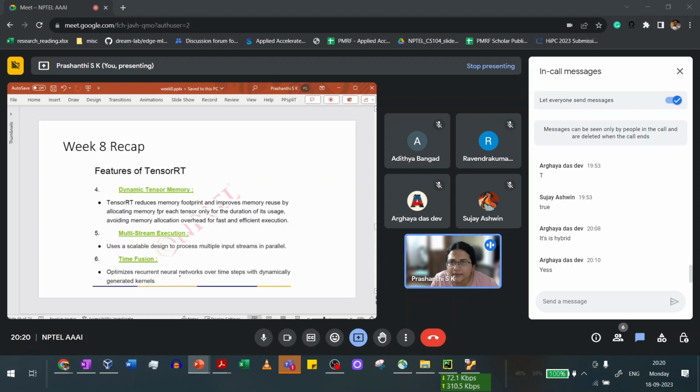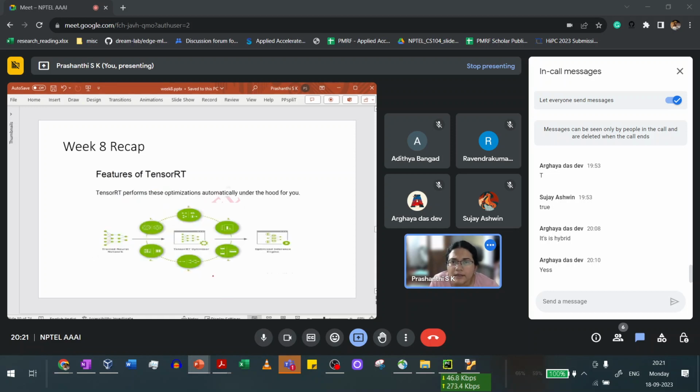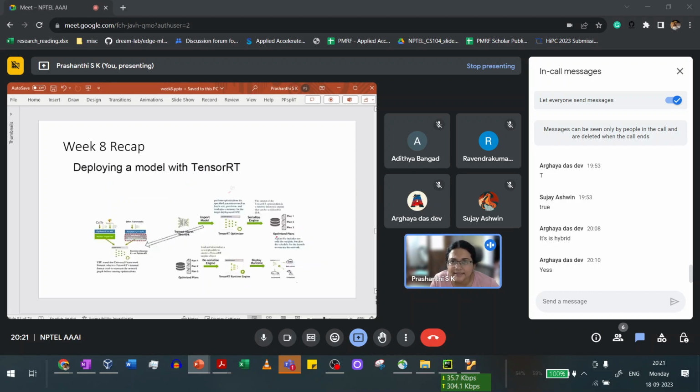Then there are some other things like dynamic tensor memory, multi-stream execution, time fusion. You can look through these, but you don't need to know them in detail, so we'll skip them for now. This is basically all of these put together in one picture. We already saw this. It takes a trained neural network, performs all of these optimizations and gives you what is called an optimized inference engine.